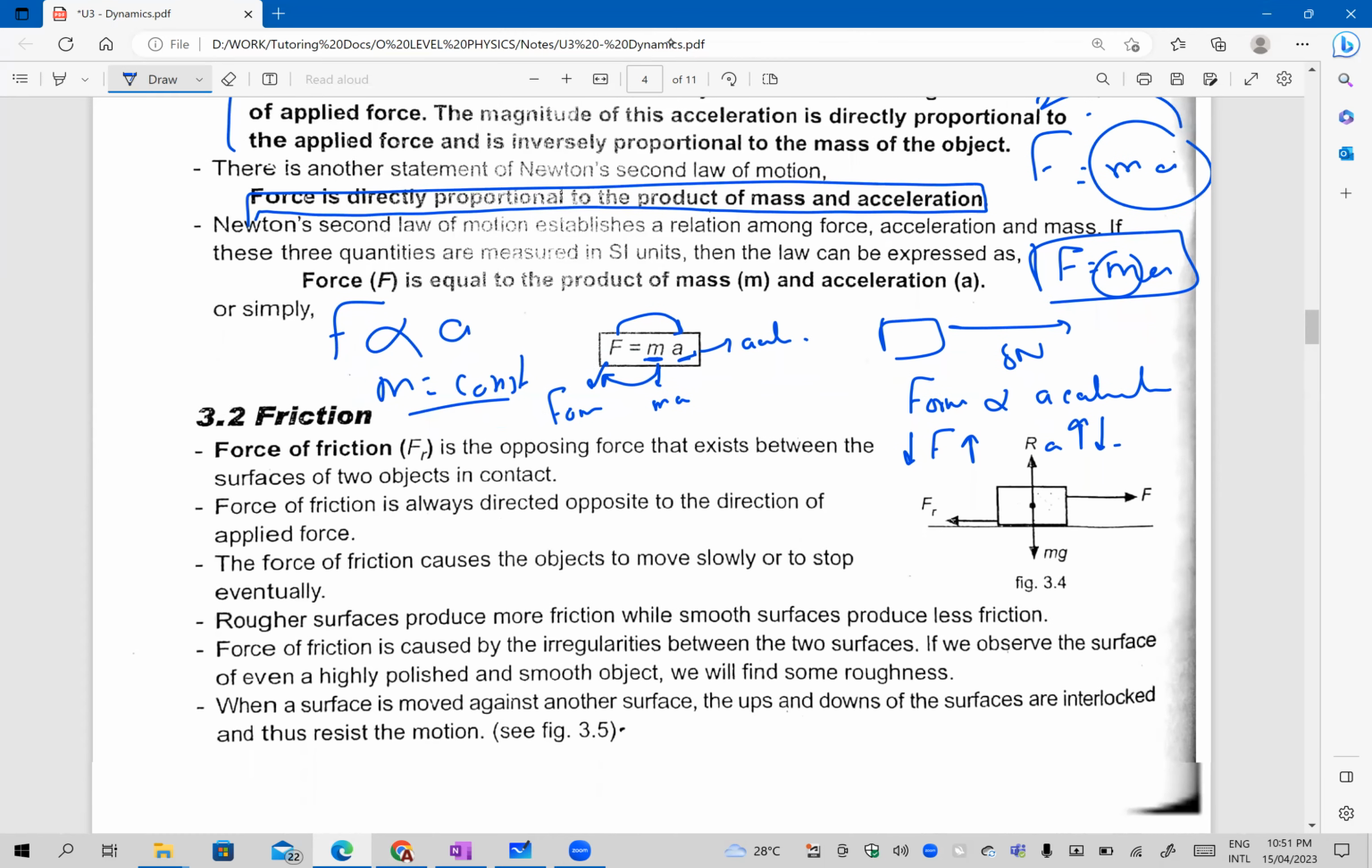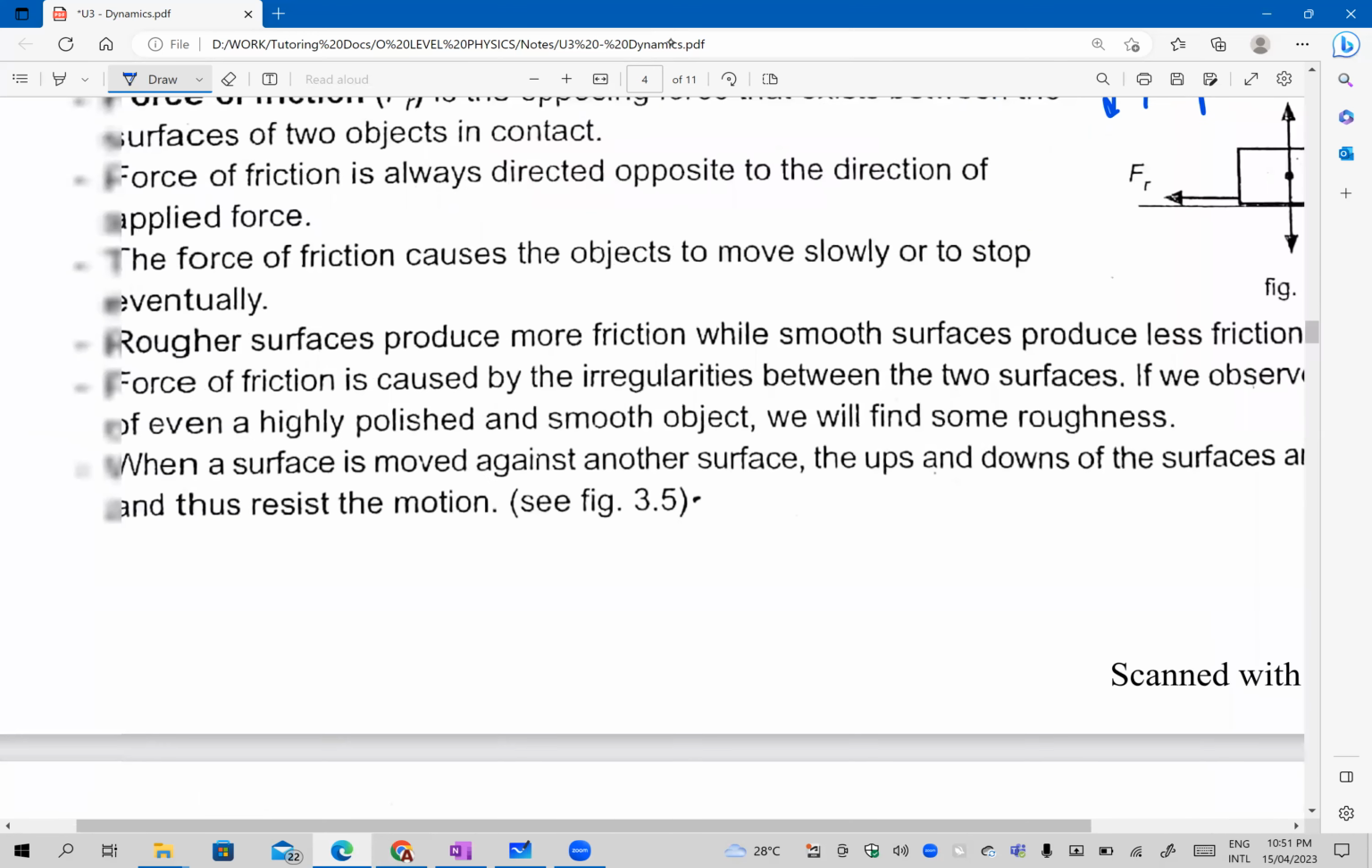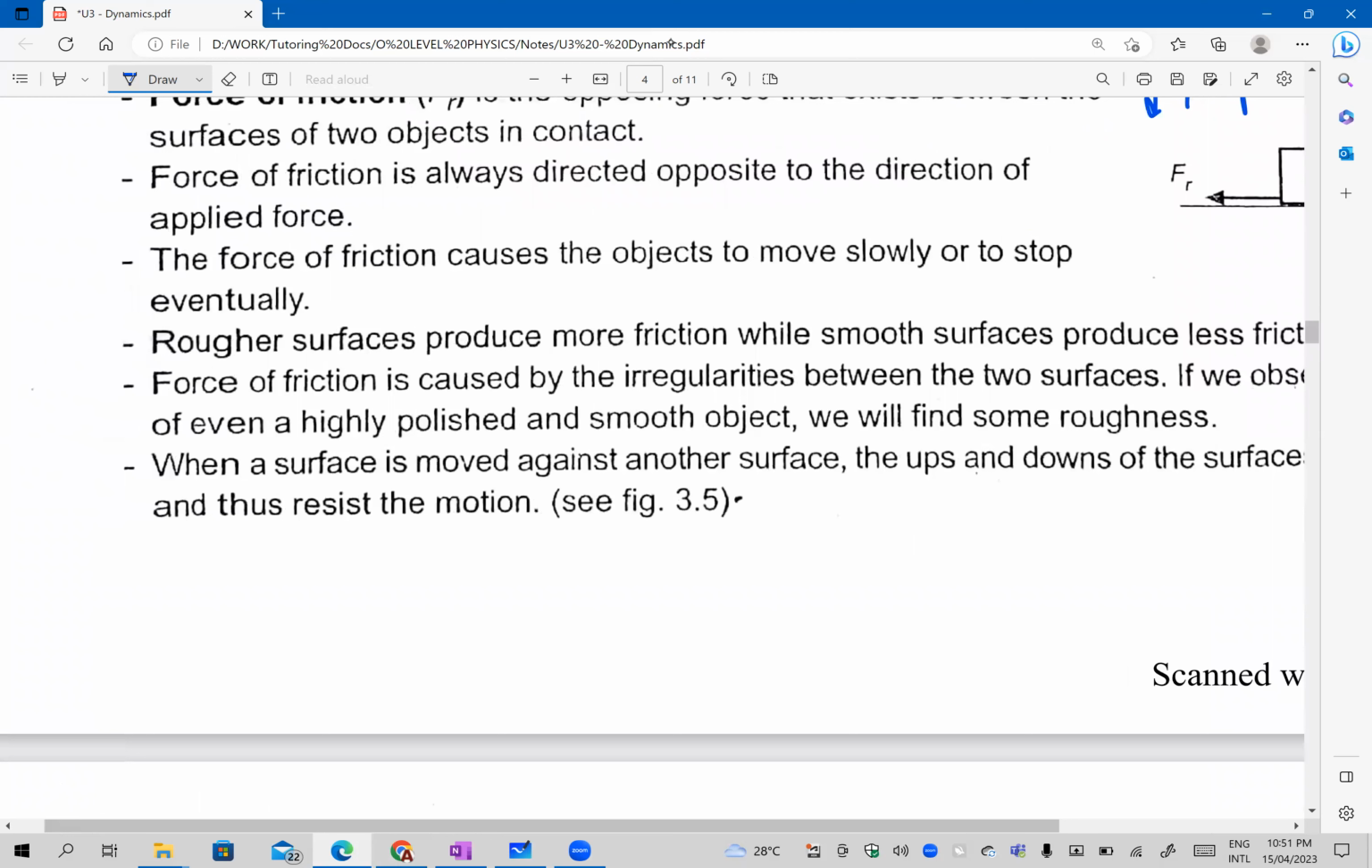If this is clear, we can move on to friction now. Friction. Force of friction is the opposing force that exists between surfaces of two objects in contact. I think I just gave you an insight into what friction is. A little more explanation could be that friction is always directed opposite to the direction of applied force. Very, very simple. The force of friction causes the objects to move slowly or to stop eventually, because it's a resistive force. It's obviously going to cause the objects to slow down.